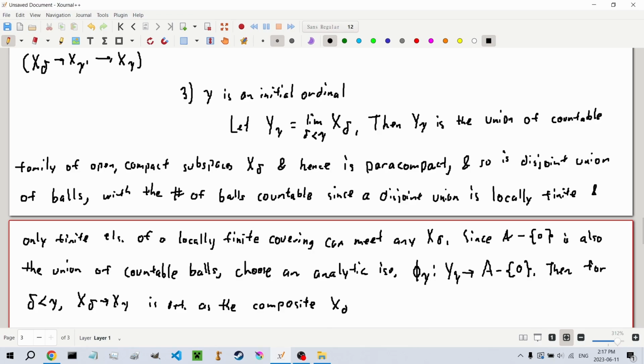x delta to our y gamma, then by this phi gamma to a minus 0, which is of course a subset of a, which we're going to be setting to be x gamma. And that gives us a definition for our function in the limit ordinal case.